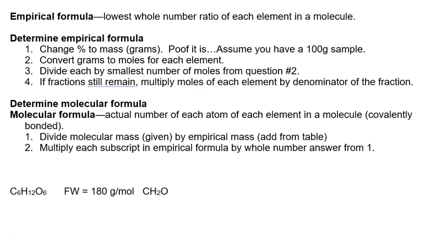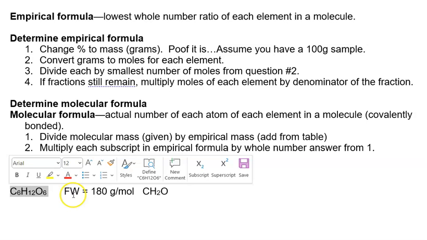We're going to calculate the empirical and molecular formulas given certain information. Now, an empirical formula here at the top is the lowest whole number ratio of each element, each atom of each element. So down here, we actually have our answer. This is going to be some type of simple sugar.